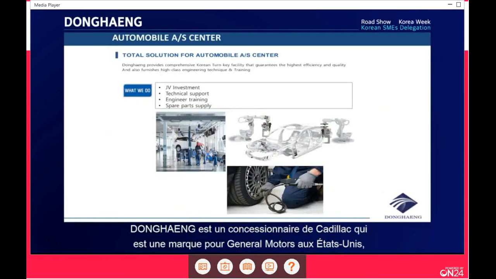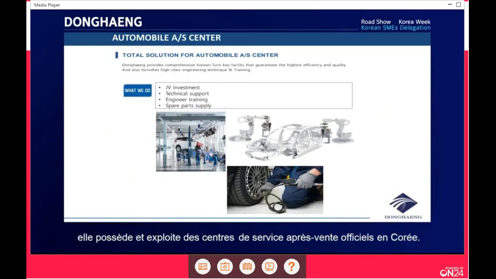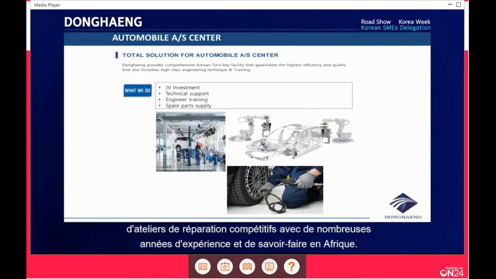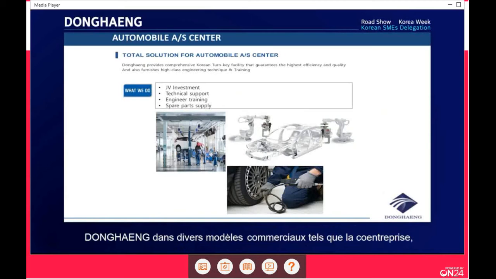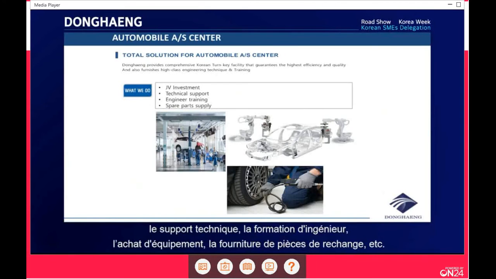DONGHAENG is a dealer for imported Cadillacs, which is a brand for General Motors of the United States, and it possesses and operates official after-sales service centers in Korea. We intend to supply competitive repair shop packages with many years of experience and know-how to the African market. DONGHAENG plans to expand exports to Africa armed with DONGHAENG's expertise with various business models, such as joint venture, technical support, engineer training, equipment procurement, spare parts supply, etc.